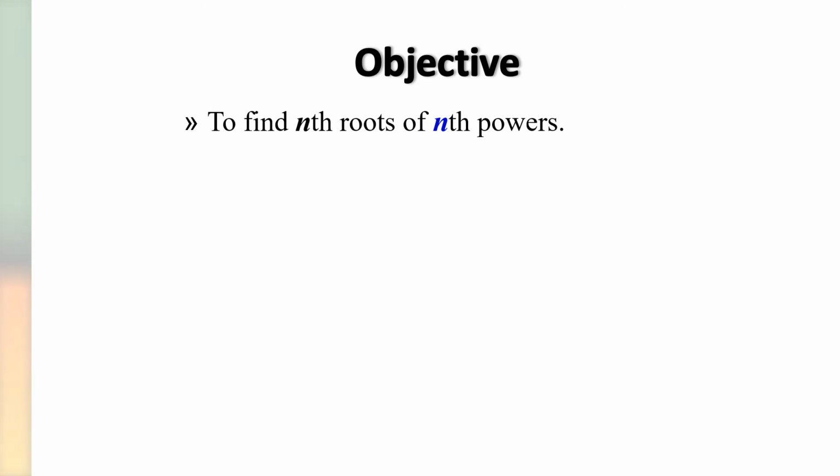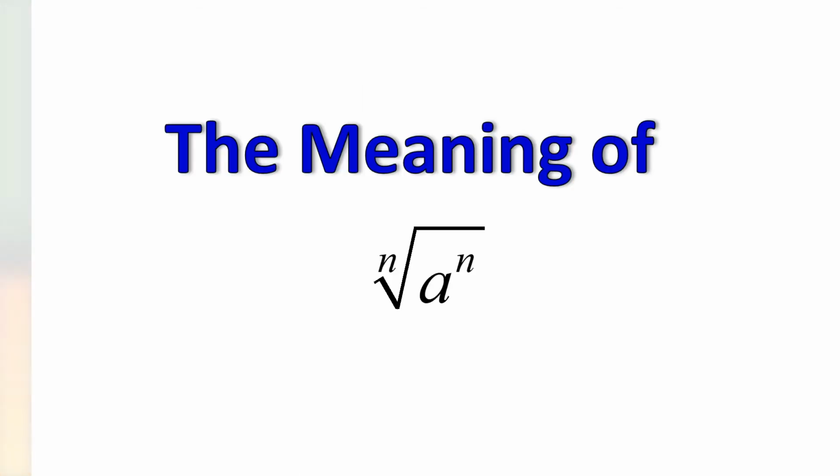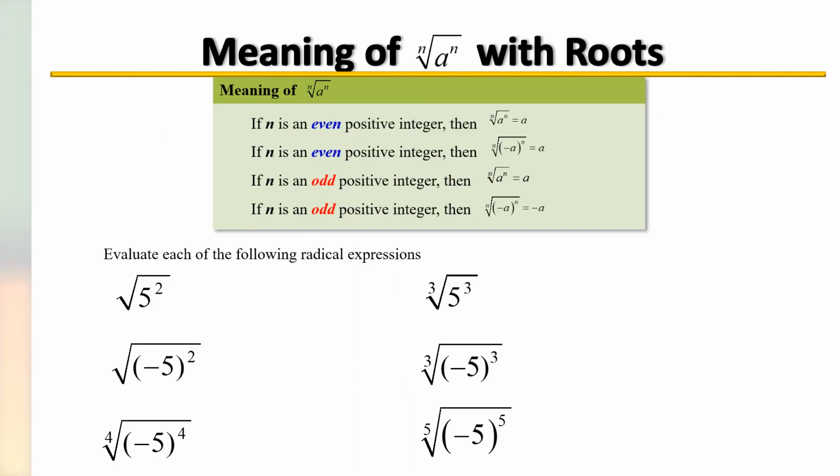Objective: we want to find the nth roots of nth powers. So what we want to look at is the meaning of when you have a radicand whose exponent, or the power that the radicand is raised to, is the same as its index. So again, anytime the exponent of the radicand is the same as the index, there's a special rule for that. So let's take a look at those meanings that are in the box there.